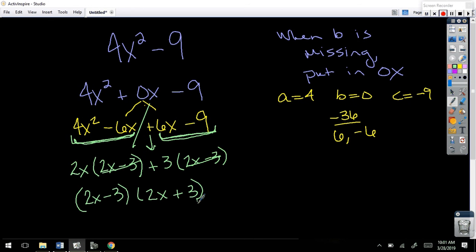Does that make sense? Oh, so you don't put the 6 plus 6? What plus 6 do you see? No, I took the GCF. When I slashed it, I took the GCF out of both of them.